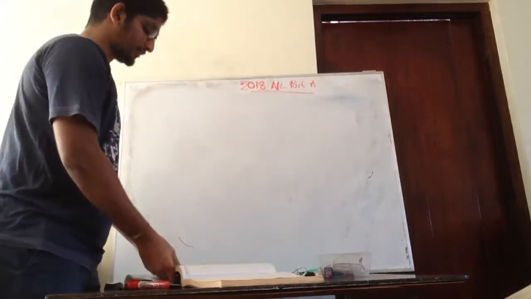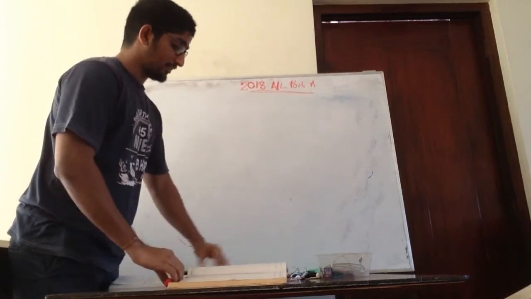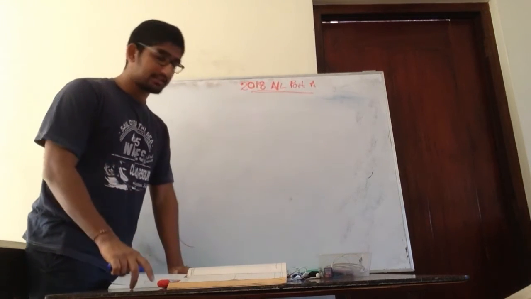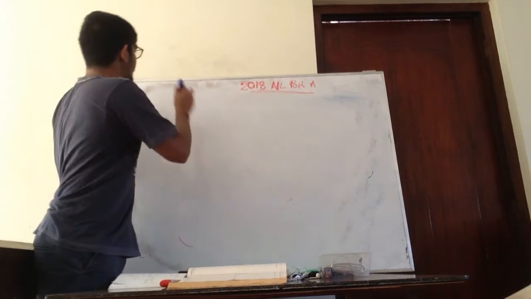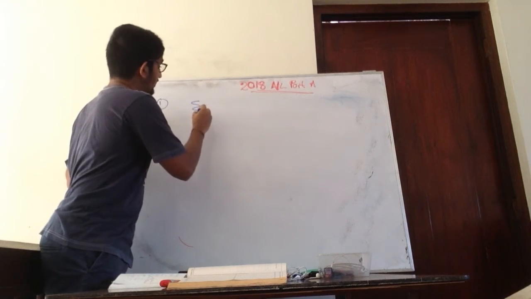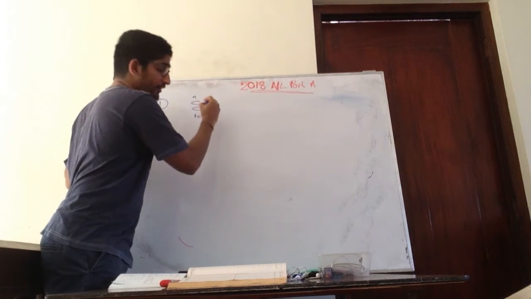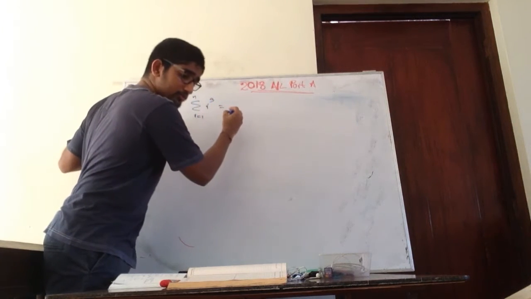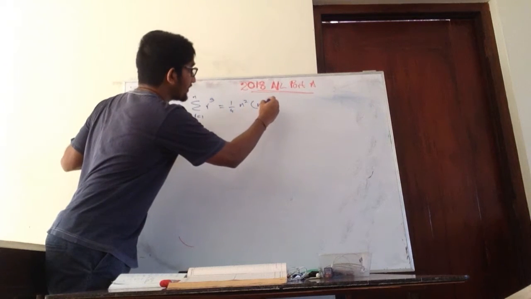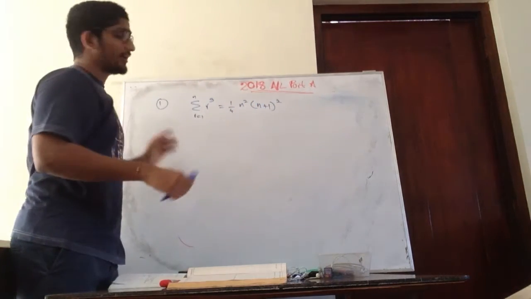Right, so let's start with question number 1. Question number 1 says, using the principle of mathematical induction, prove that the sum from r equals 1 to n of r cubed is equal to 1 over 4 n squared (n plus 1) squared. Right, so we need to prove this.